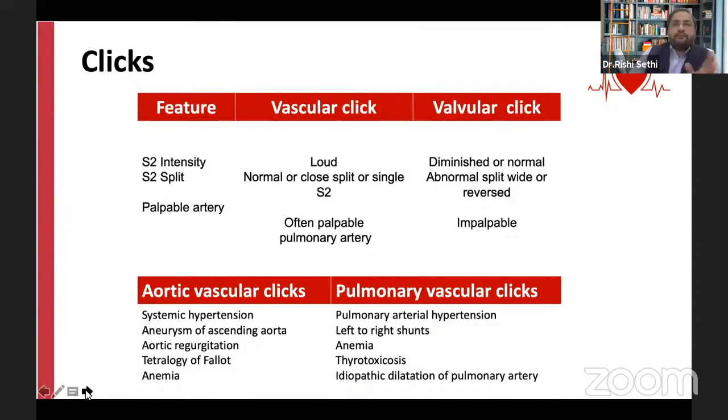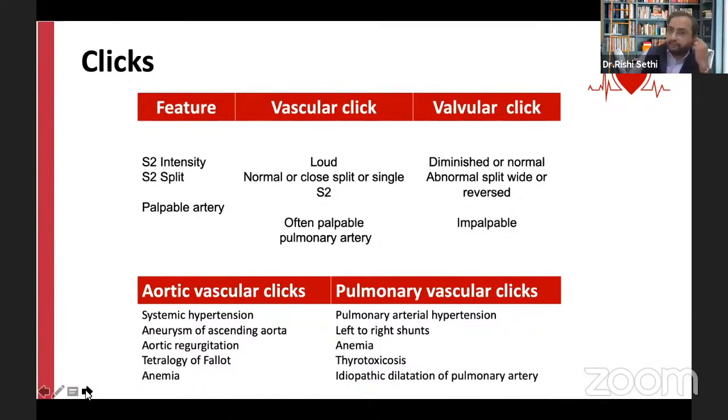So the difference between a vascular click and a valvular click would be that vascular clicks are generally associated with dilated, high-flow arteries, so the intensity of S2 would be louder. If it's a pulmonary artery on the right side, the pulmonary artery may be palpable. And the vascular clicks are generally not moving with respiration. The valvular clicks may move with respiration, especially on the right side.